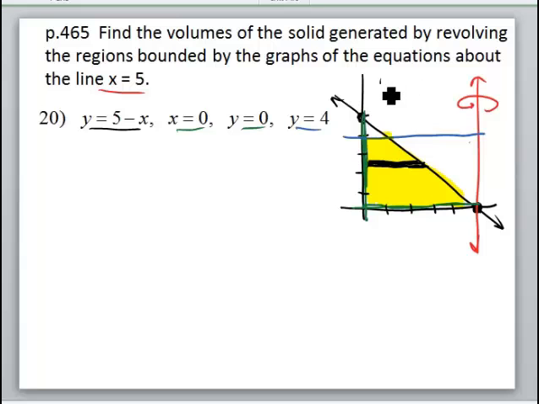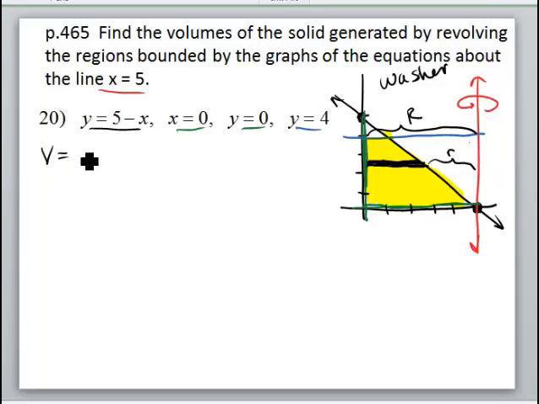And this would be a washer. You can see that because I have a hole right here that's created when I'm revolving it. So that would be my little r. And then my big R would be from the farthest side here to the line.